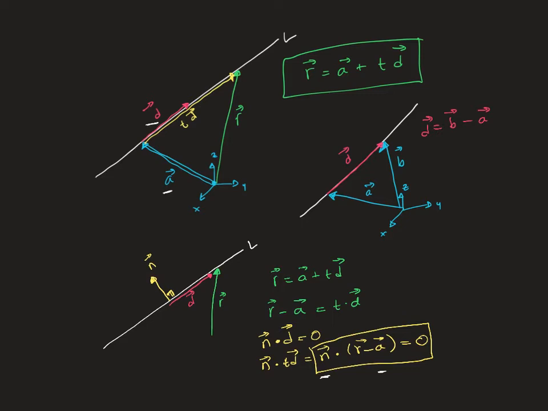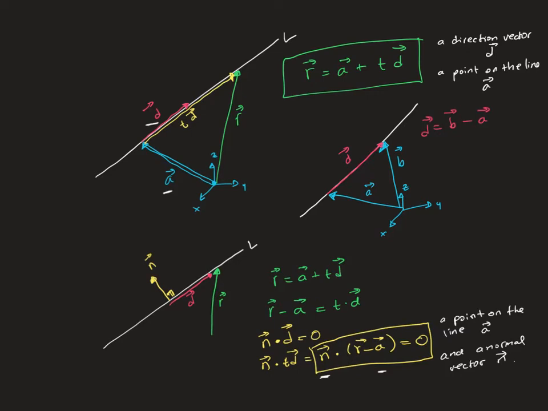So this equation in green right here, we use it when we have a direction vector, that's D, and when we have a point on the line, that's A. This equation right here, we can use it when we have a point on the line, that's A, and also we have a normal vector to the line, that's vector n.